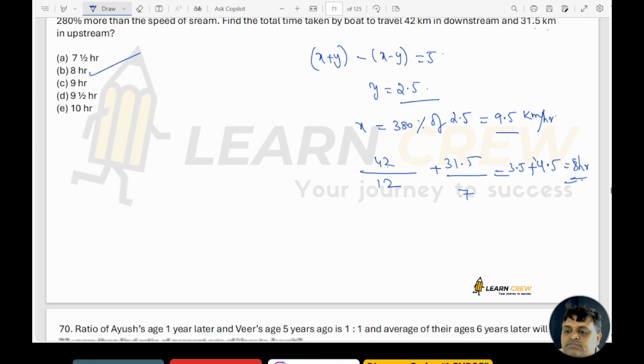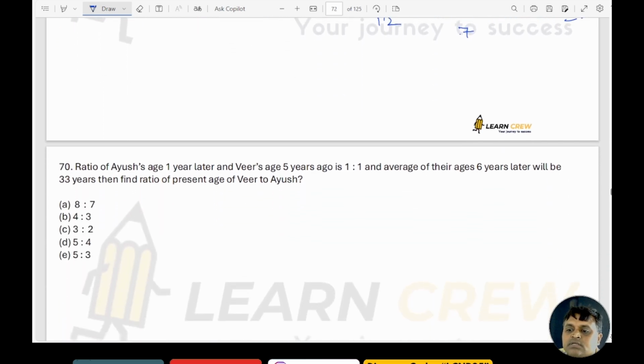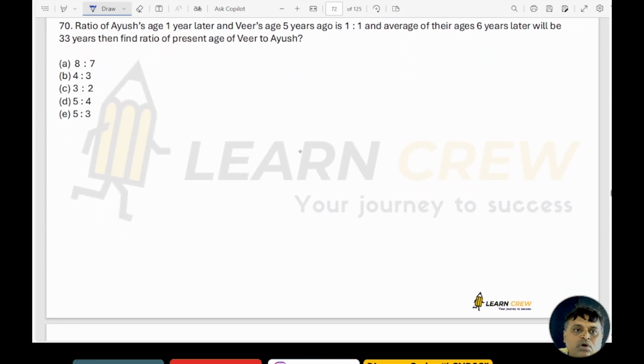Now the last question for today's quantitative section. The ratio of Ayush's age 1 year later and Veer's age 5 years ago was 1:1. If the average of their ages 6 years later will be 33, 6 years later, if it is 33, now it is how much? 27. So the sum of their present ages is 54.